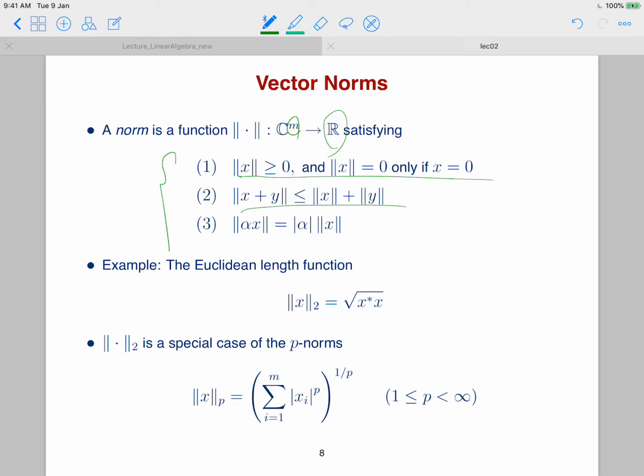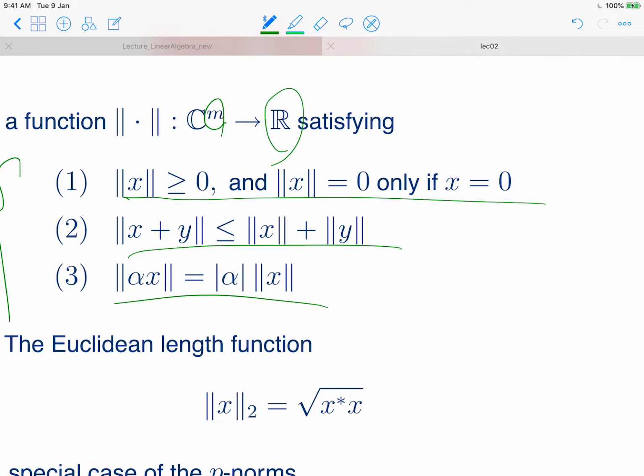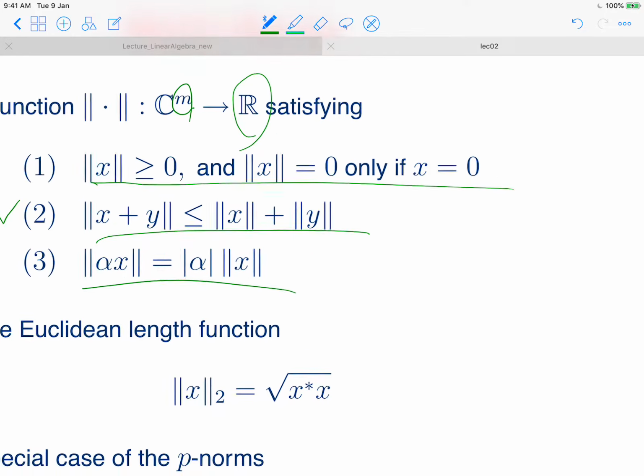And if these 3 conditions are satisfied, then this function that gives us some notion of a vector length is called a norm or a metric. And here, one interesting property is the second one. So the second one is called what? Yeah, it is called the triangular inequality.